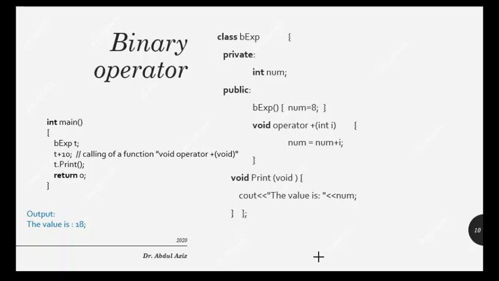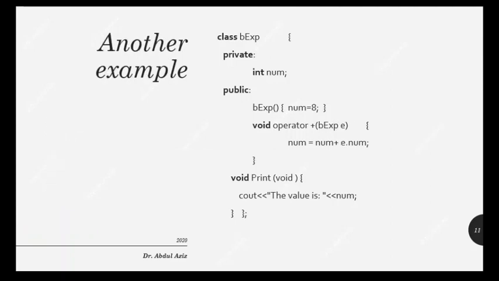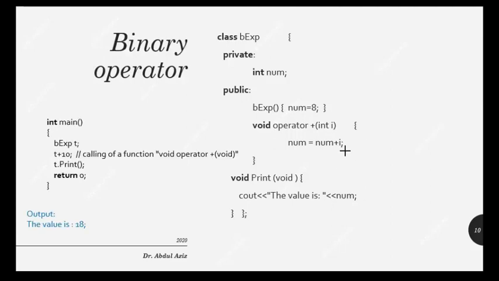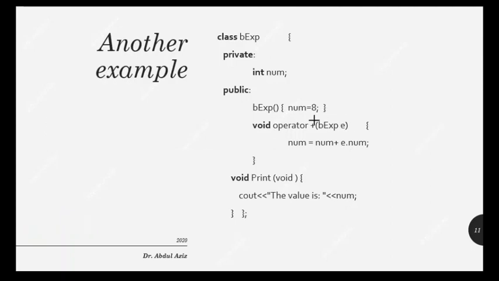Another way of writing the same operator is that we can use something like this. Now I'm going to pass an object of type binary example in place of the integer. Look, in the previous example we had passed one integer value, and now in the second example we are passing an object as an argument, which means now this plus operator can easily work on my objects, and now I'm able to add two objects.